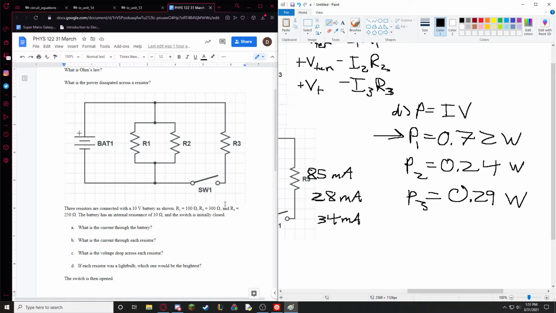So, if everything's in parallel with each other, meaning they all have the same voltage drop, then yes, the one with the least resistance would have to be the one with the most current and therefore the most power. But if we have resistors in series with one another, as well as some resistors in parallel, then we might have an example where the lowest resistance is not the brightest.